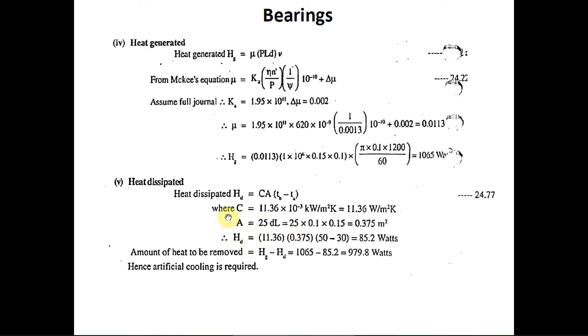Put all the values of C, A, TB and TA. TB and TA you already know. TB is 50.3, TA is 30. You get 85.2 watts.